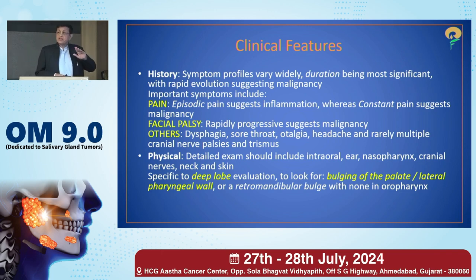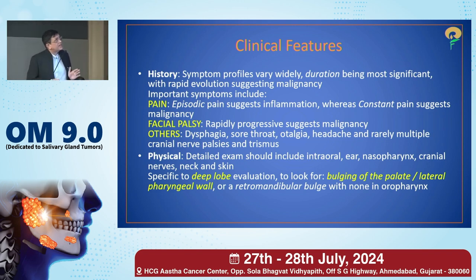So coming to that, because they are really difficult, they are a challenge to diagnose, we must get to the clinical features. And I think history is extremely important in all these patients. As we all know, symptom profiles vary widely, duration being most significant. And obviously, all of us know, rapid evolution of symptoms suggests malignancy.